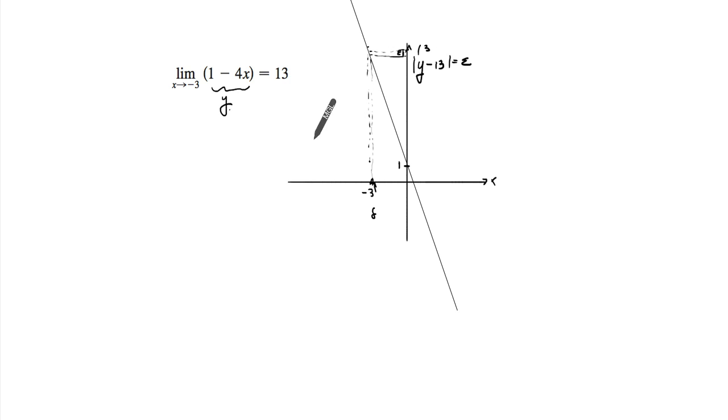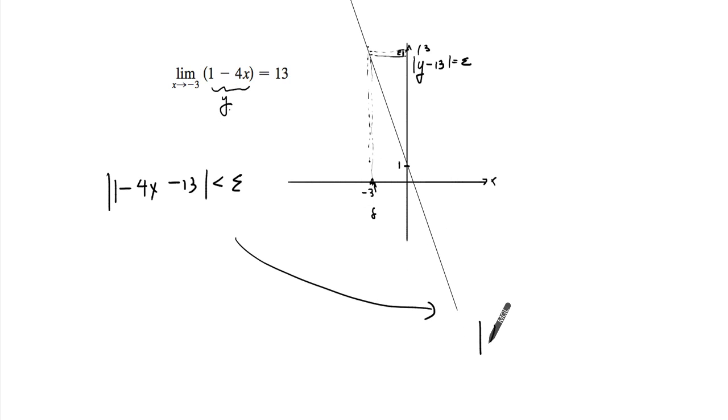Okay. So algebraically, what that means is that we need to start from here, 1 minus 4x. This is our function. Okay, and subtract 13. We have to start from here, and we need to get to, right, |x minus (minus 3)| is less than some delta. Okay, and we need to relate our delta with epsilon. So if I can say epsilon is equal to some function of delta, right?